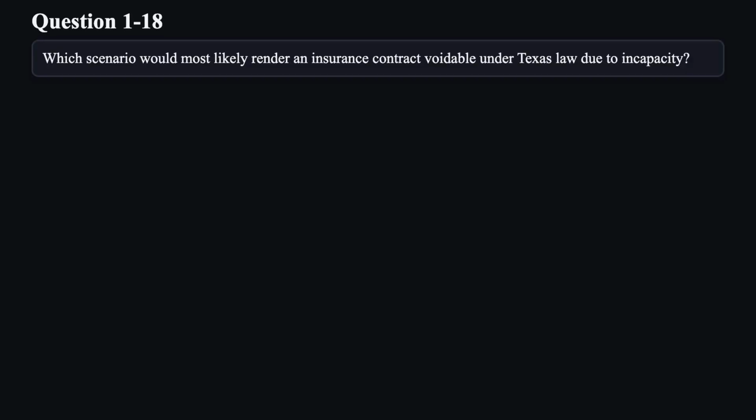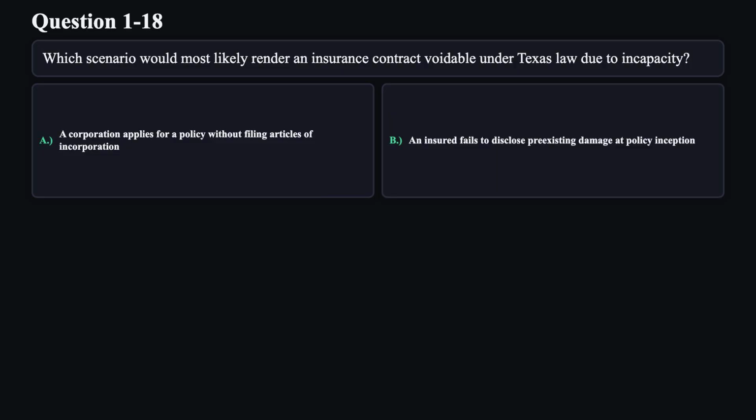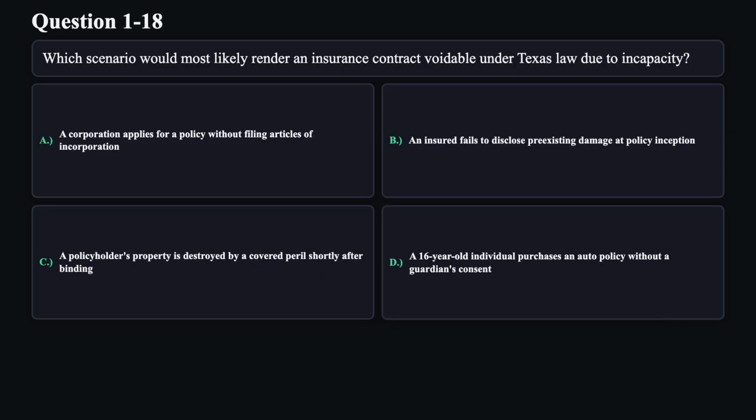Question 18. Which scenario would most likely render an insurance contract voidable under Texas law due to incapacity? A. A corporation applies for a policy without filing articles of incorporation. B. An insured fails to disclose pre-existing damage at policy inception. C. A policyholder's property is destroyed by a covered peril shortly after binding. D. A 16-year-old individual purchases an auto policy without a guardian's consent.